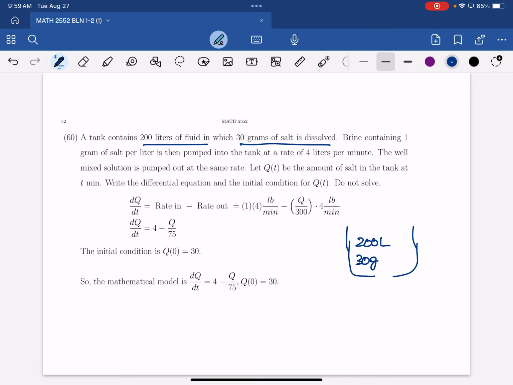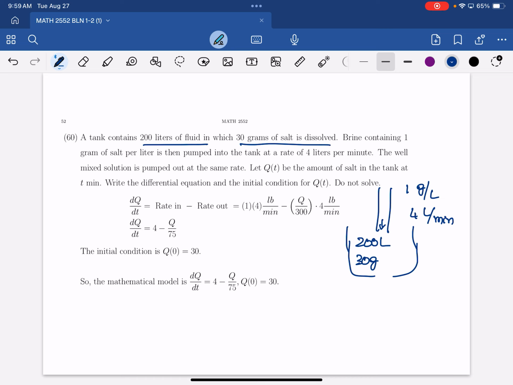So a fluid containing 1 gram of salt per liter is then pumped into the tank at a rate of 4 liters per minute. So there is an incoming fluid. The concentration is 1 gram per liter, and the speed is 4 liters per minute. So there is a fluid coming inside the tank carrying the salt concentration of 1 gram per liter and coming in at the speed of 4 liters per minute.